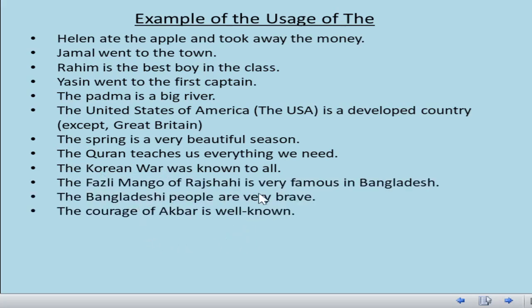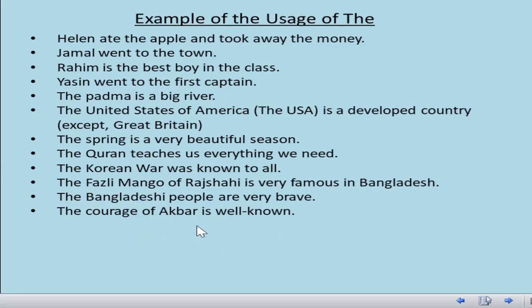The Fuzli mango of Russia is very famous in Bangladesh. Here, Fuzli mango is the production of a specific place. So before the production, we have to use the. Fuzli is the production, so we have to use the before Fuzli. The Bangladeshi people are very brave, so we use the. Bangladeshi here refers to a name of a nation. So before nation we use the.